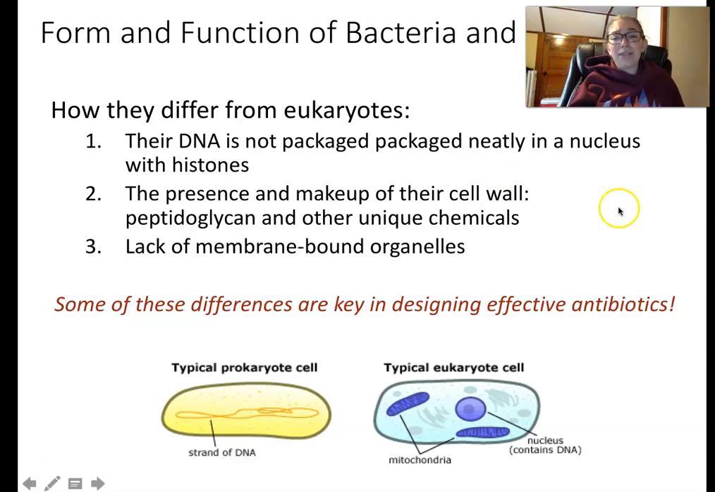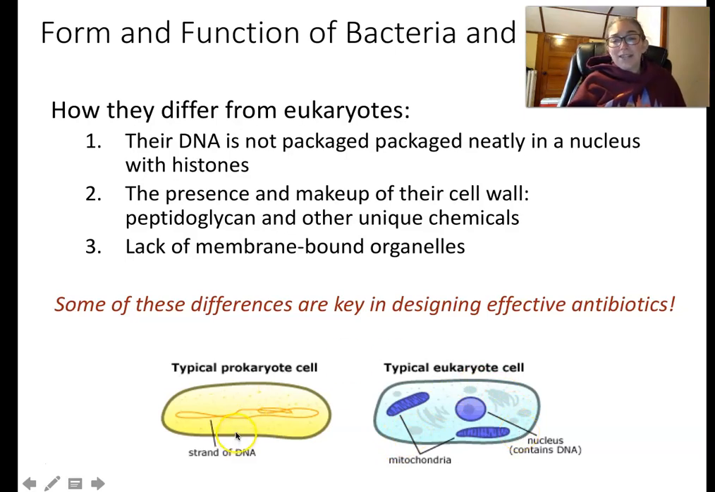Eukaryotes have a lot of membrane-bound organelles, including a nucleus, which is where our DNA is found. In a prokaryotic cell, like a bacteria or archaea, the DNA is just kind of floating around in the cytoplasm. They also don't have all these other awesome organelles that eukaryotes have.